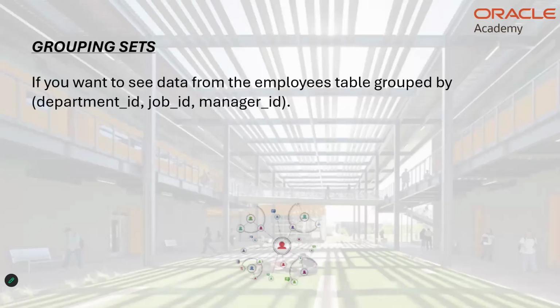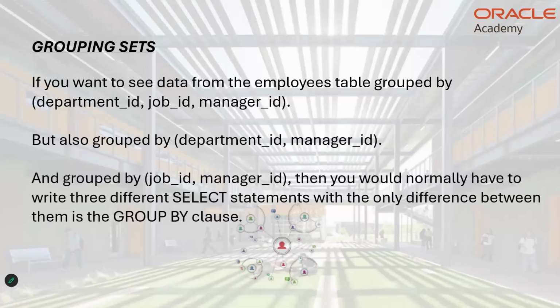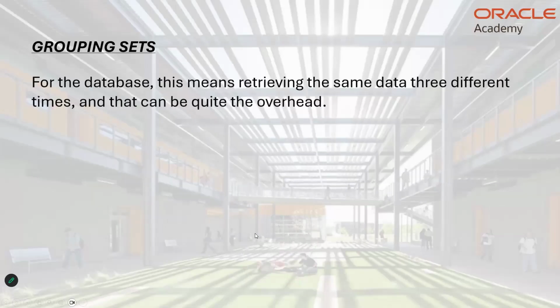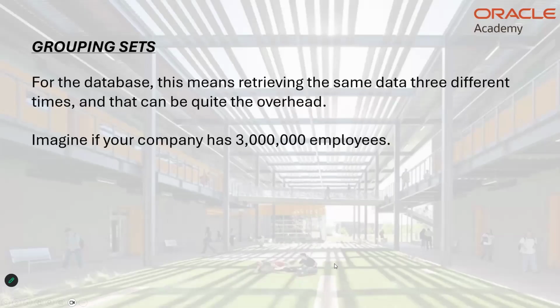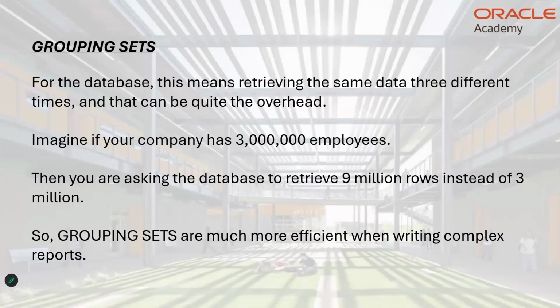So if you want to see data from our employees table grouped by department ID, job ID, and manager ID, but also grouped by department ID and manager ID, basically, instead of adding a couple of group by clauses, you can use the grouping sets with the group by. Now for our database, it's pretty simple. But imagine if you have 3 million employees, it'll get 9 million rows instead of 3 million. Well, anyway, it can get pretty cumbersome and complicated.